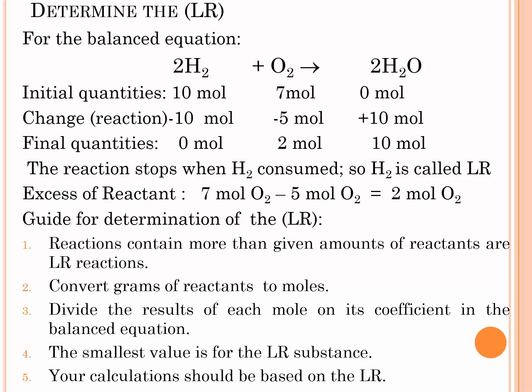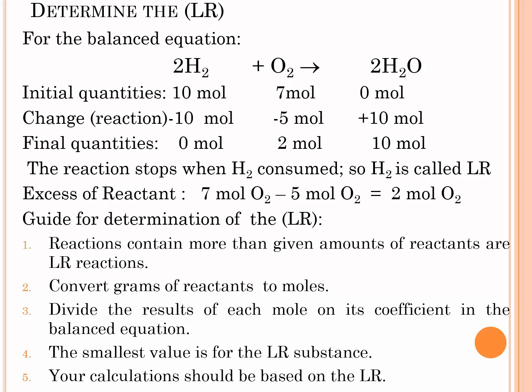Now, determine the limiting reactant for the balanced equation. This is another look at the same problem here. Initial quantities, change, final quantities. Now the reaction stops when H2 is consumed, so H2 is called LR, a limiting reactant. Now excess of reactant, 7 mole of oxygen minus 5 mole of oxygen, 2 moles of oxygen excess. So this is your guide for determination of the limiting reactant.